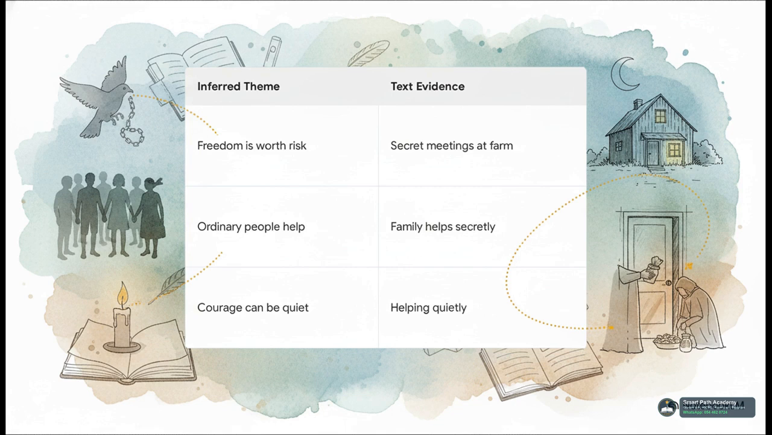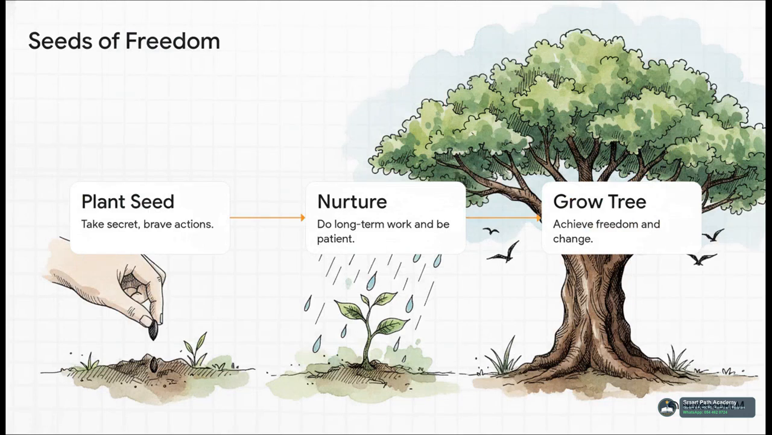For example, the text shows us secret meetings at the farm. Combine that with knowing apartheid was incredibly dangerous, and boom, we can infer the theme that freedom is worth the risk. We see Angie's family helping in secret, so we infer that ordinary people can help. And because they aren't looking for a round of applause, we discover that courage can be quiet. Make sense? You know, the title of our story actually points to another massive theme, thanks to a beautiful metaphor from Mr. Matsamai.